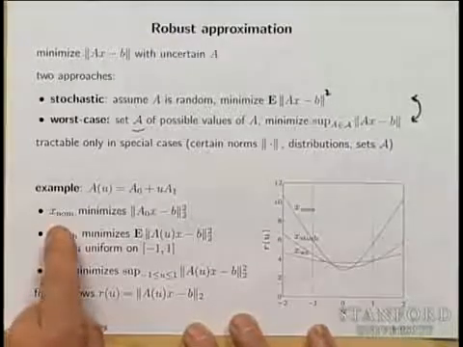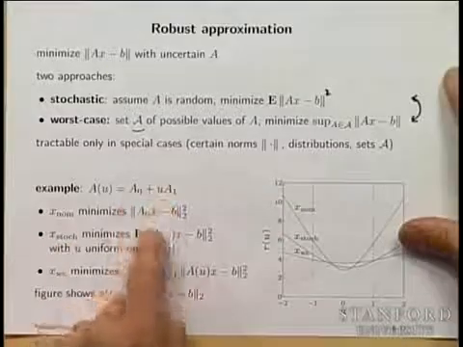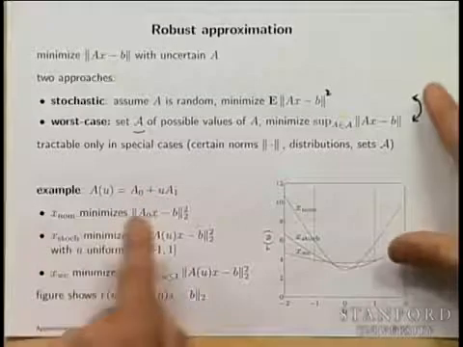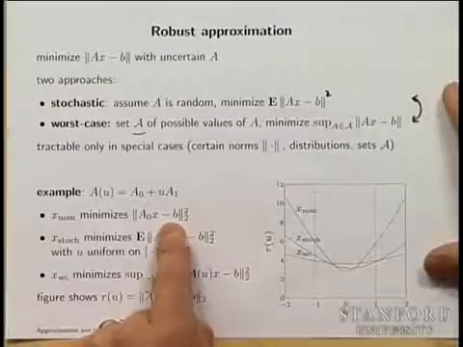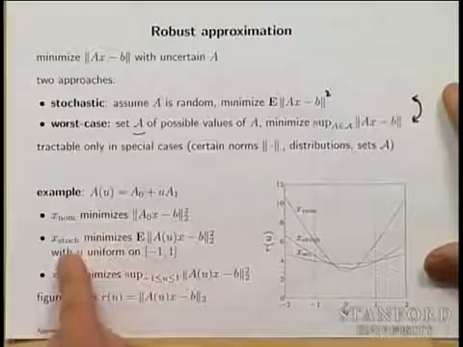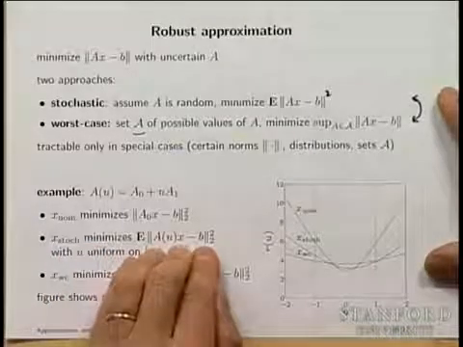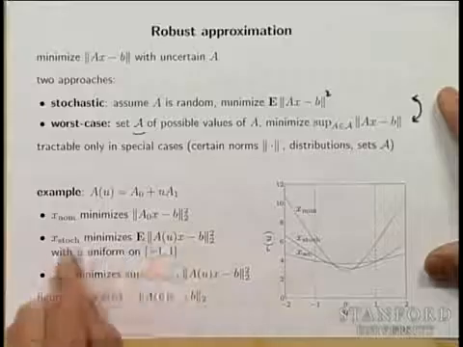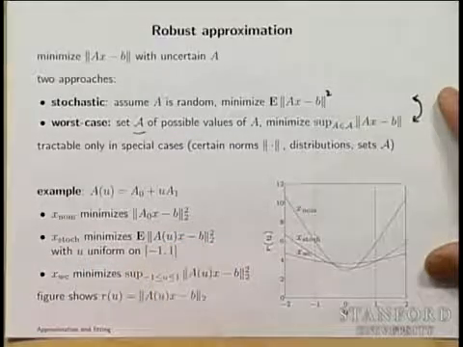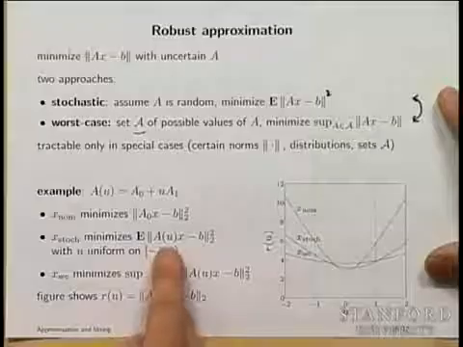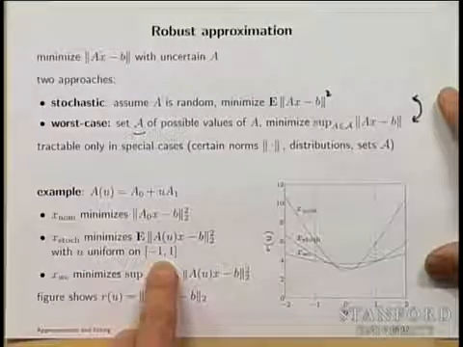So if I just ignore it and I just set A0, which is what happens if u equals 0. That's the nominal value. And I just minimize norm Ax minus b. I just do least squares here. That gives me x nominal. You can easily work out what this is. It's actually a regularization problem. But x stoch minimizes the expected value of the norm squared here. And that's with a uniform distribution on -1, 1.